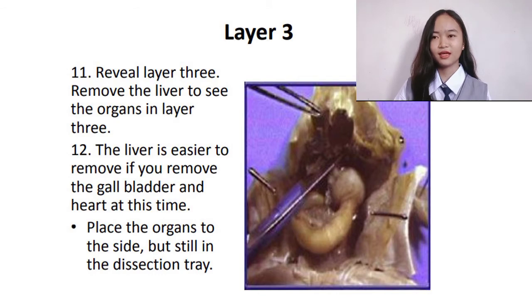Reveal layer 3. Remove the liver to see the organs in the third layer. The liver is easier to remove if you remove the gallbladder and the heart at this time. You can place the organs to the side, but still in the dissection tray.